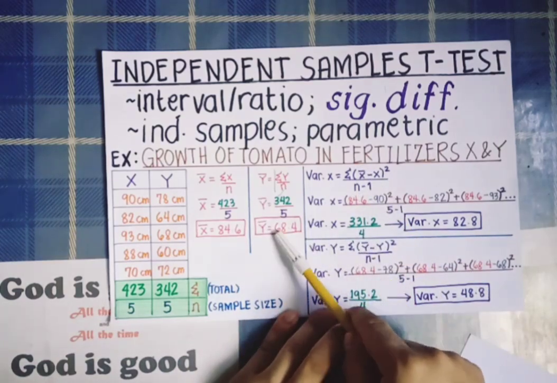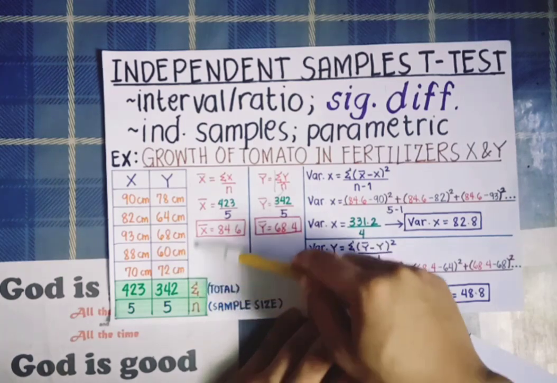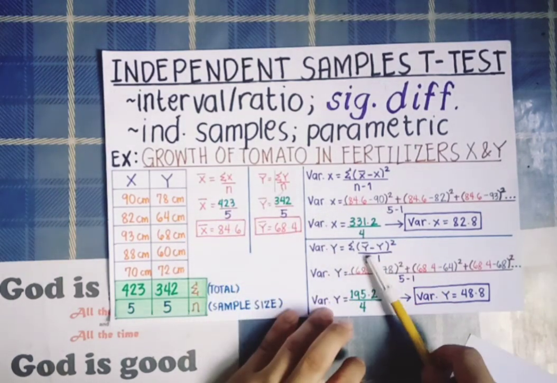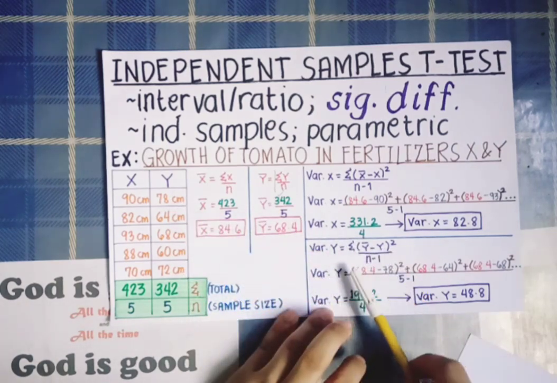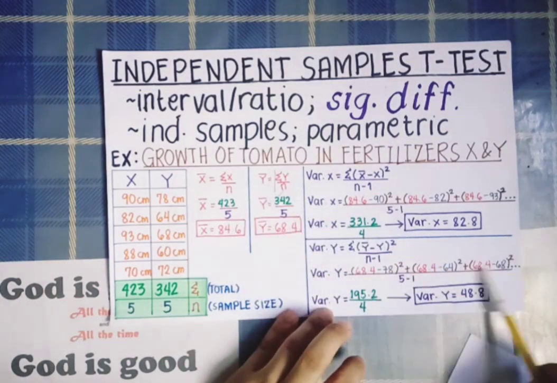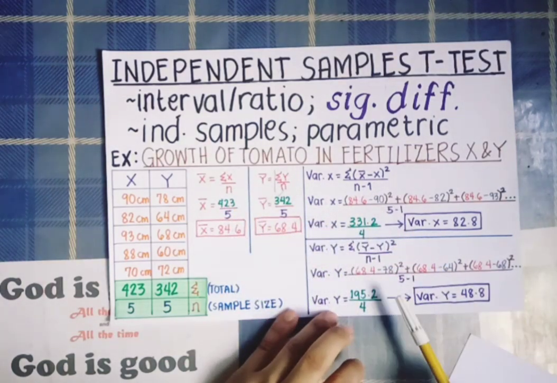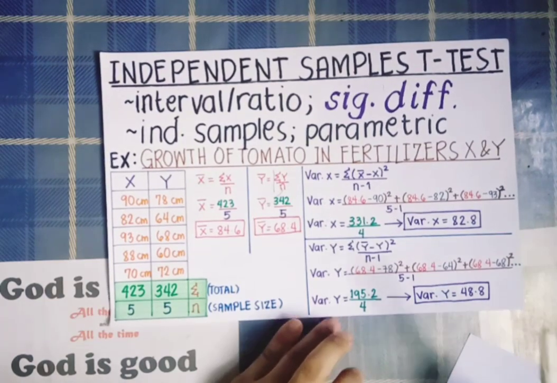the mean for y, and our individual data will now come from the y column. So we have here mean for y minus the individual data for y column, squared. So we are just going to do what we did in x, but this time in the y column. And we will have here variance for y is equal to 48.8.